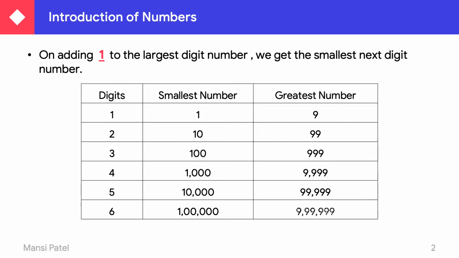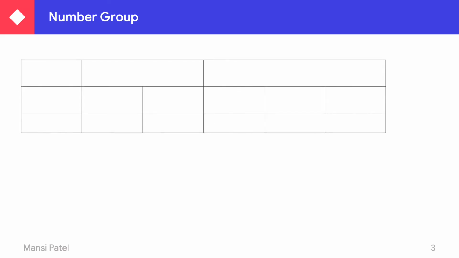So what is the greatest 6-digit number? That is 9,99,999. Now let us see the number groups. Here, in the tables, I am giving some groups to you.